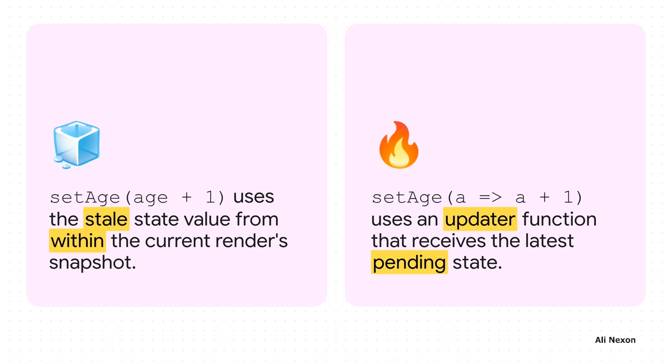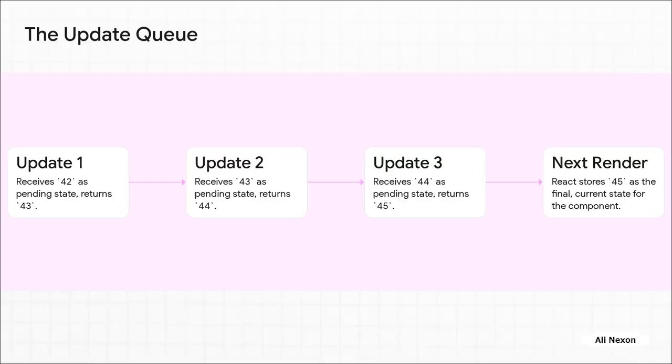Instead of passing the new value directly, you pass a little function. React will then call this function for you, and it will automatically pass in the latest pending state value as the argument. It's a total game changer. And this is what's happening behind the curtain. When you use those updater functions, React doesn't run them right away. It puts them in a line, a queue. Then, right before the next render, it processes that queue.